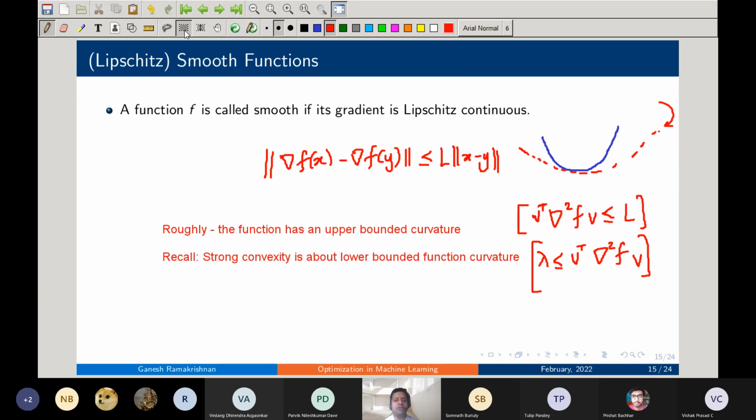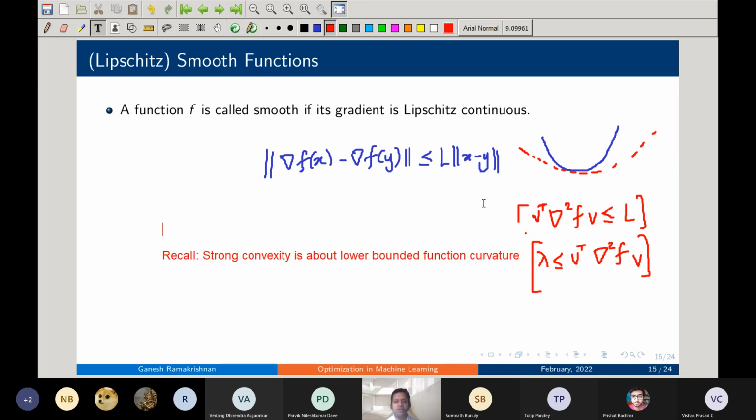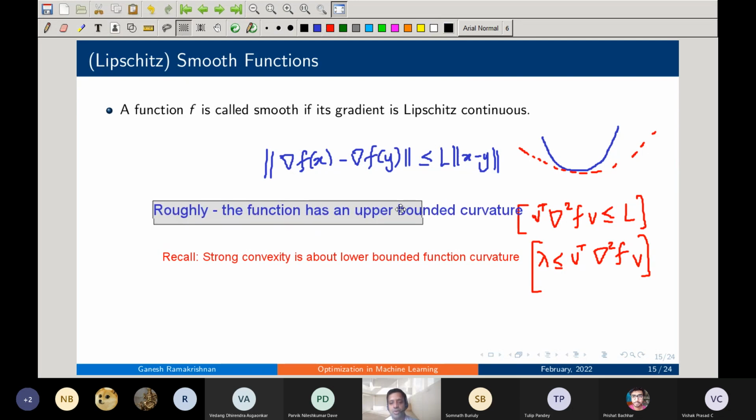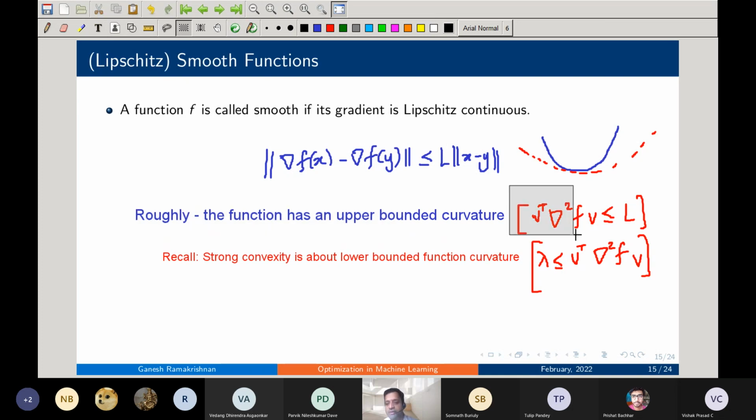flat. Actually, let me just use a different color here. So strong convexity, we are saying the function cannot be too flat. Okay, so this is upper bounded curvature, the one in blue. And the one in red is a lower bounded curvature.